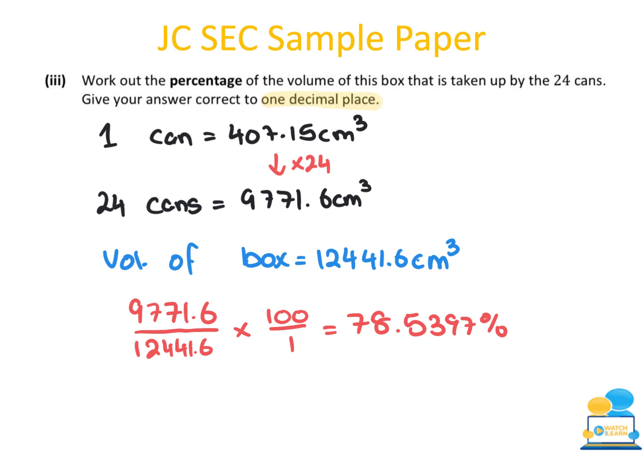The question asked me to give my percentage to 1 decimal place. So I'm going to round it to 1 decimal place, which is the 5, ask the neighbour 3, and that will remain as 5. So it gives me 78.5% of the box is taken up by the 24 cans.